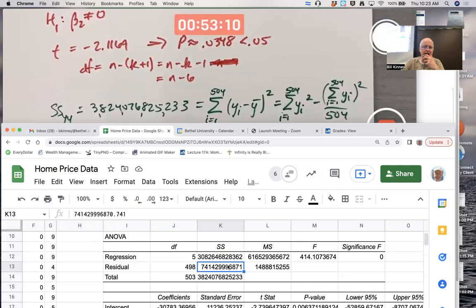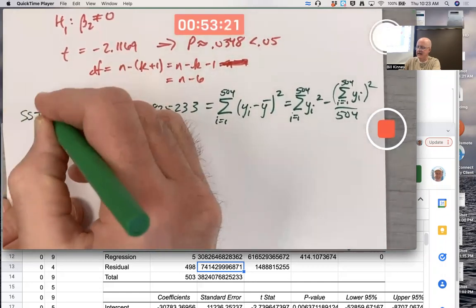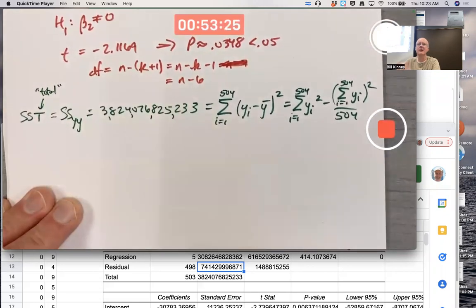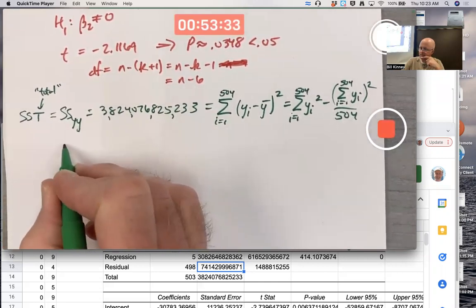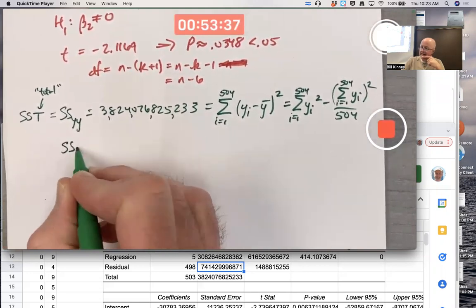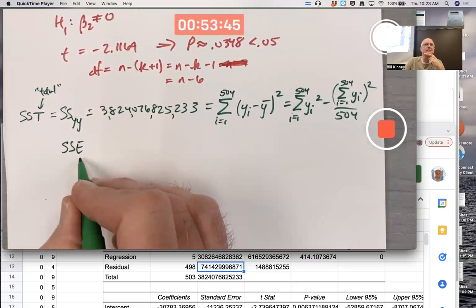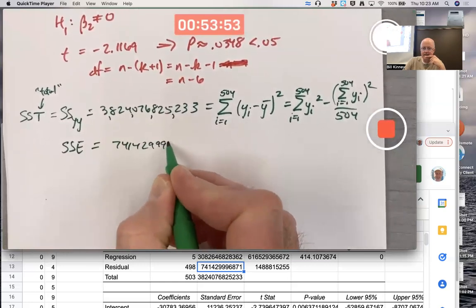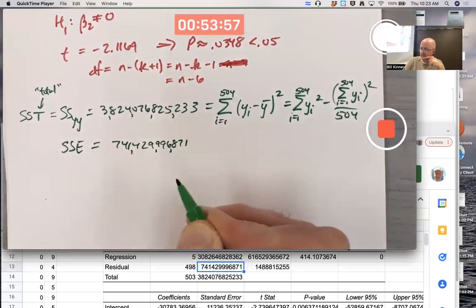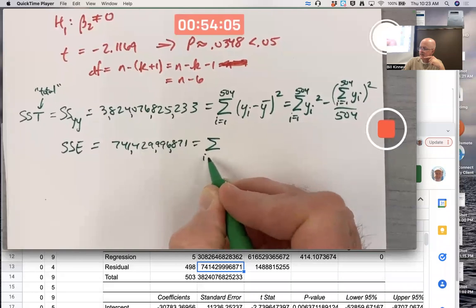Residual SS. What's that? By the way, this is sometimes also labeled SST, where the T stands for total. Total sum of squares. The other number that I just highlighted there is really SSE. E there stands for error, but error is synonymous with residual. This is the 741429996871. 741,429,996,871. So our old friend SSE, sum of squares of residuals.